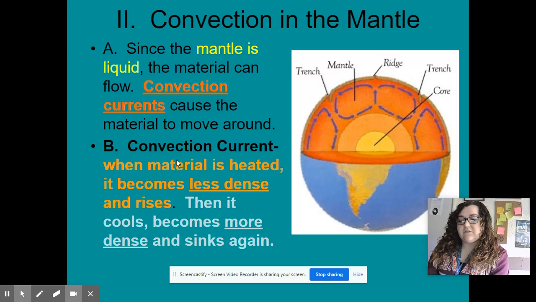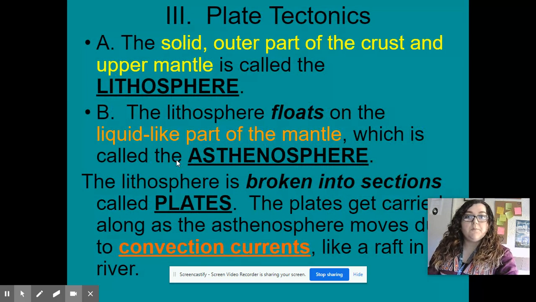Since the mantle is slushy like a thick liquid, the material can flow, and then convection currents cause the material to move around. So convection currents is that one blank. And then B, where it says convection current, when material is heated, it becomes less dense. That's your first blank. And then whenever it cools, it becomes more dense. That's your second blank. Okay, so now on to number 3, plate tectonics.